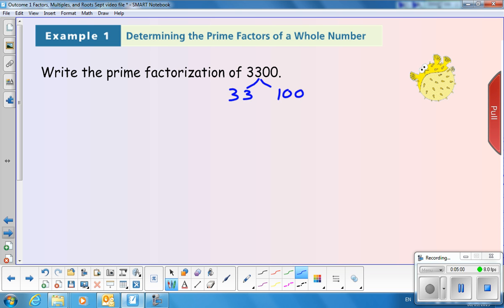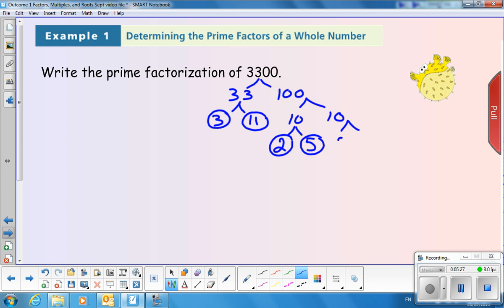I then need to check and see if those factors are prime. 33 is not prime because I know that 3 times 11 will give me 33. 3 is prime and 11 is prime, so that branch is done. 100, though, will break down into 10 times 10. 10 is not prime because 10 is 2 times 5. 2 and 5 are both prime. I need to make sure that I factor this other 10 as well.